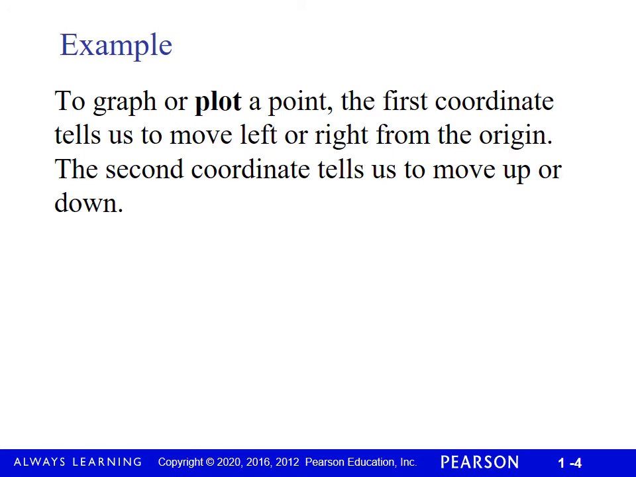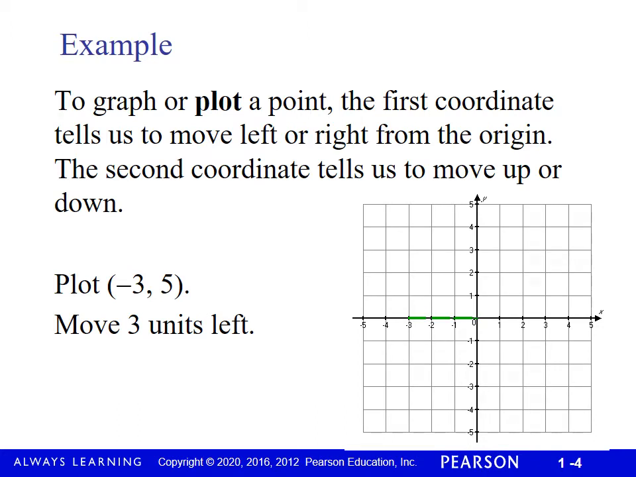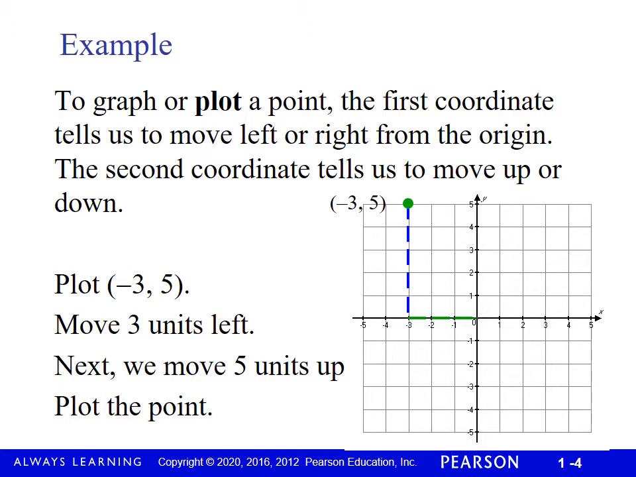So to graph a point, or plot a point, the first coordinate tells us to move left or right, that's the x value, and the second coordinate, the y value, tells us to move up or down. So here, since we have a negative 3 for x and a positive 5 for y, we're going to move 3 units to the left. You can see, hopefully you can see the color there, 1, 2, 3 units to the left because x was negative. And then we're going to move 5 units up. 1, 2, 3, 4, 5. Then we're just going to draw our point, and it's very important that we label our point with the ordered pair: parenthesis, negative 3, comma, 5.